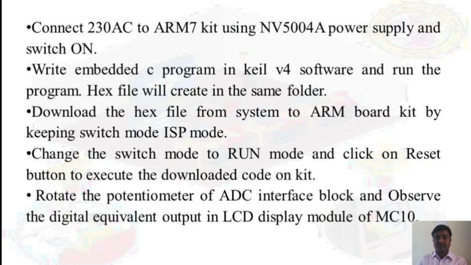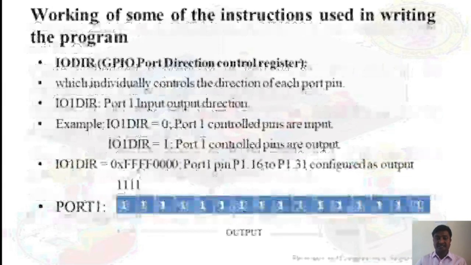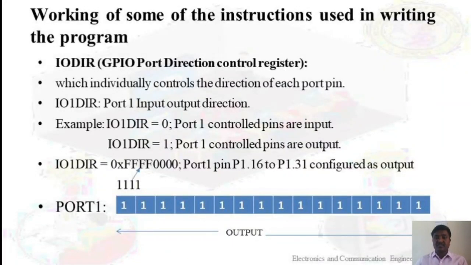Download the hex file from the system to the ARM7 kit by keeping the switch mode in ISP mode, that is, in-system programming. Change the switch mode to run mode and click on the reset button to execute the downloaded code on the kit. Rotate the potentiometer of the ADC interface block and observe the digital equivalent output on the LCD display module of MC10. Now the working of some of the instructions used in writing the program.